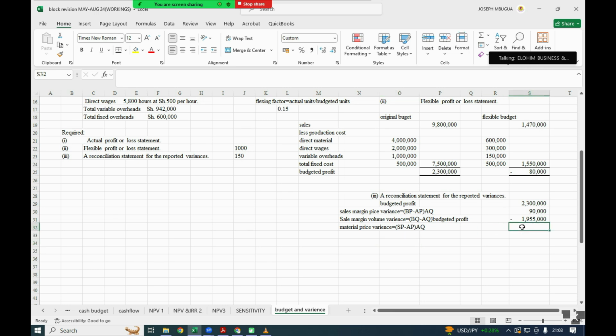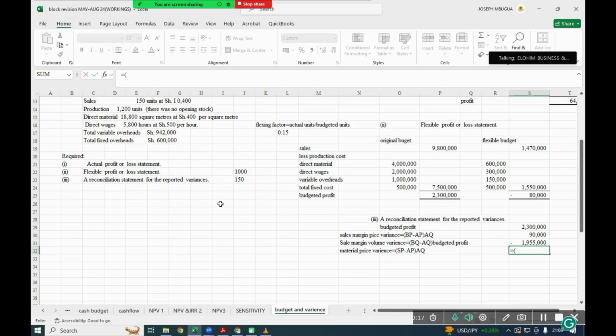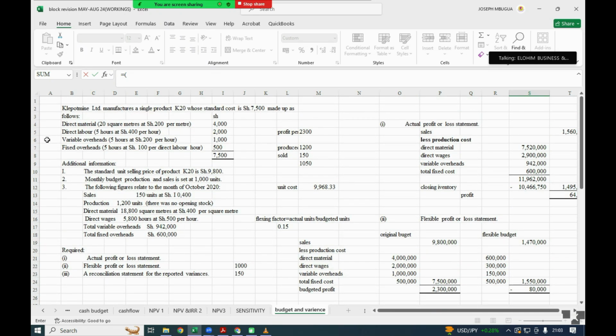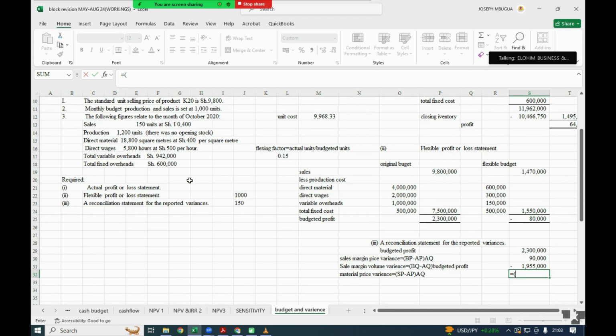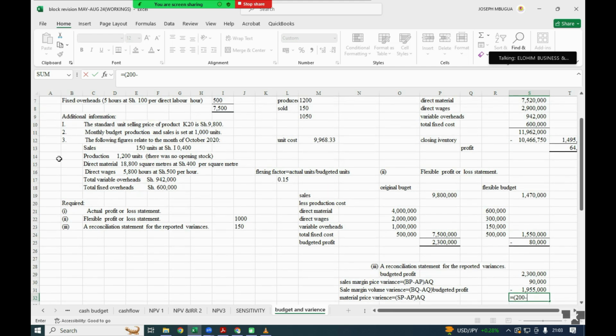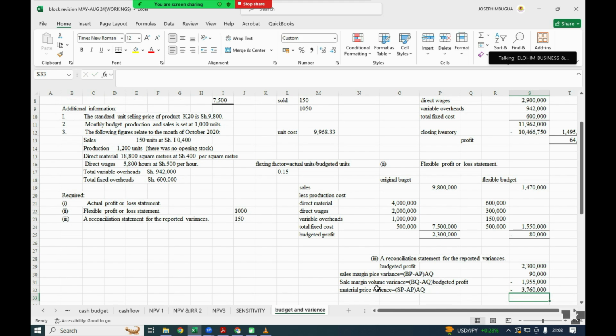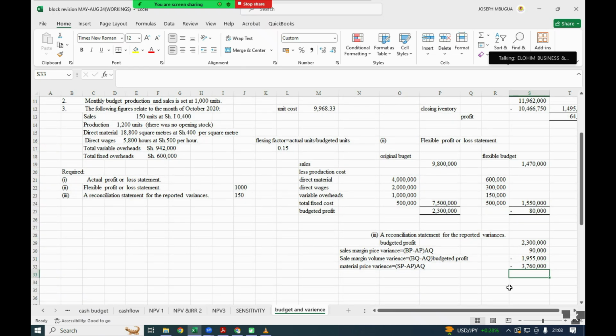And you'll find that here we had budgeted to buy a meter. These are the standard costs: direct material 20 square meter at 200. So we had budgeted to buy at 200 per meter. We ended up buying the direct material 18,800 square meter at 400 per square meter. The actual quantity was 18,800. And you'll find that it will give us an adverse variance of 760,000. That is for the price.